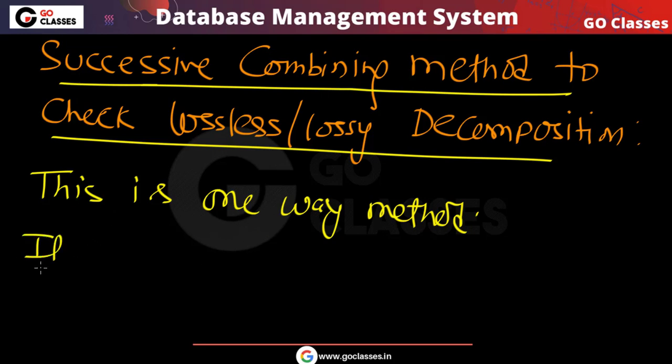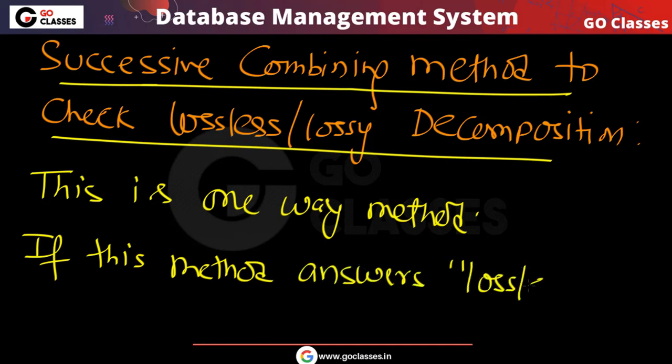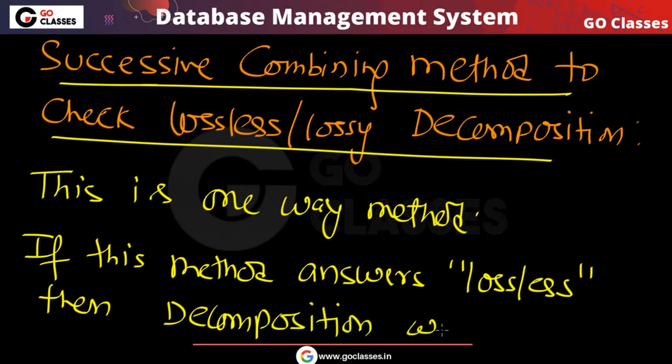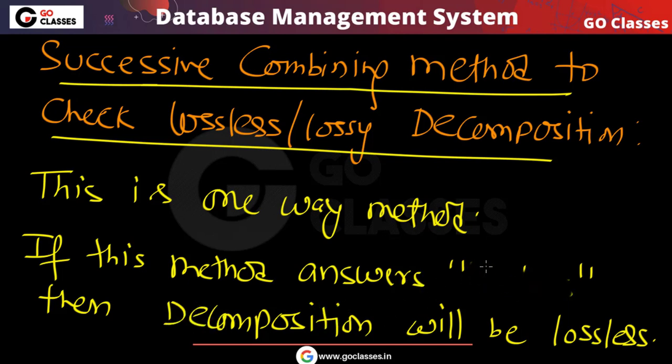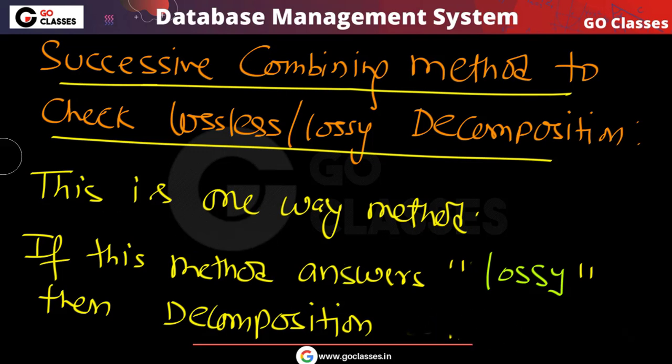What it means is that if this method gives you the answer lossless, then the decomposition is lossless, no problem. But if this method gives you the answer lossy, then the decomposition may or may not be lossy. That is the reason this is a one-way method.